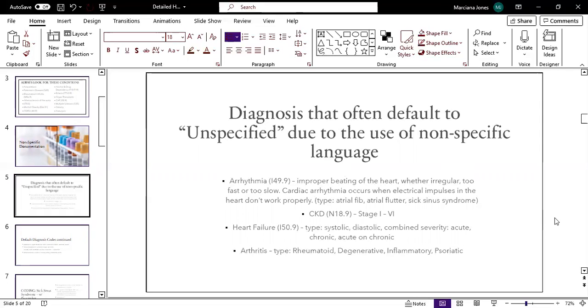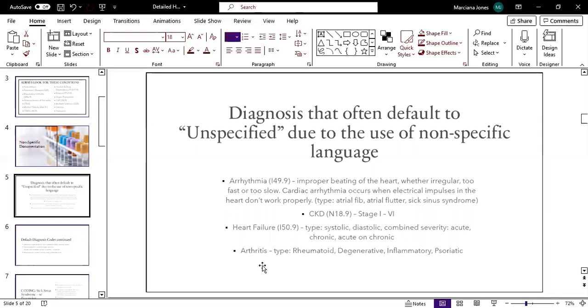or if it's not saying ESRD, which is end-stage renal disease. Heart failure. So if it's not specified in the chart, again, if it just says the patient has heart failure, you're going to use I-50.9. But again, if you have a great physician who does amazing documentation, they're going to say the type. They're going to say whether it's systolic heart failure, diastolic, combined. And they'll say the severity. They'll say if it's acute, if it's chronic, if it's acute on chronic.